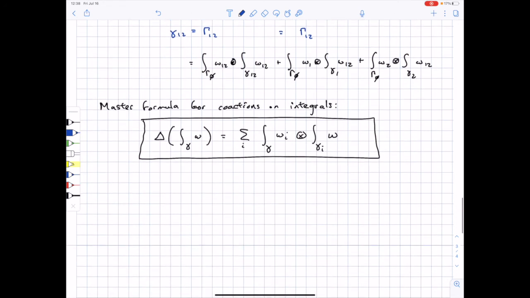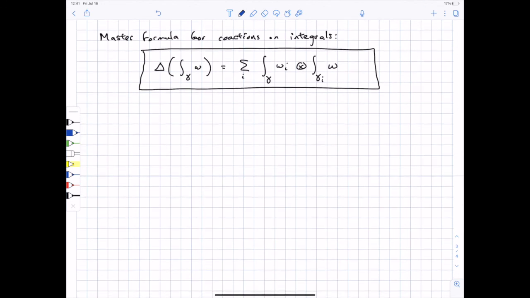So this master formula for coactions has an interpretation in terms of multiple polylogarithms. You can choose omegas and gammas that will make this formula look like the coaction on multiple polylogs in terms of the g's or i's that we saw in the previous lecture. It also has an interpretation that we've seen now in terms of Feynman integrals that corresponds to a really graphical operation on the propagators and their cuts.